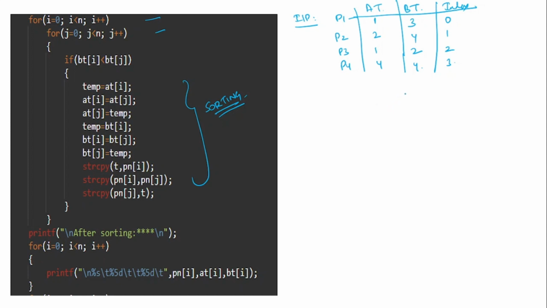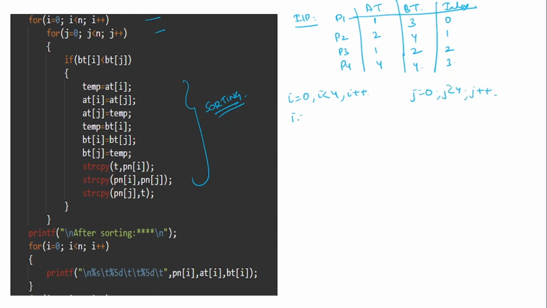Now many students were facing problems with the logic of this particular scheduling algorithm, that is the shortest job first, and especially at this particular part. Now let's say I start the first loop, which is the i loop. I say i equal to 0, i would be less than n, so n is here 4, and i plus plus. Similarly, I have j equal to 0, j would be less than 4 and j plus plus.